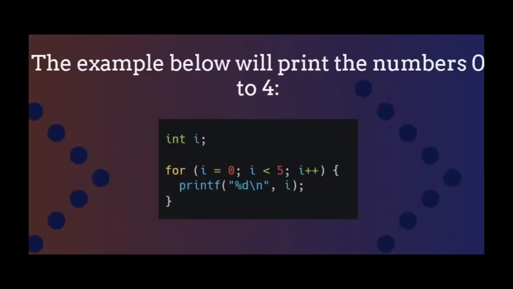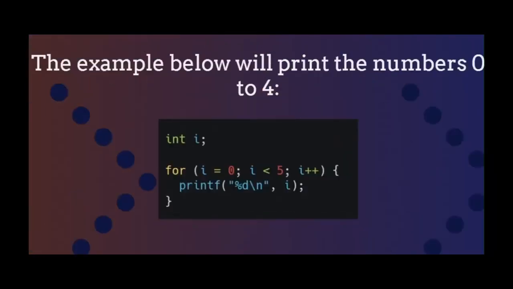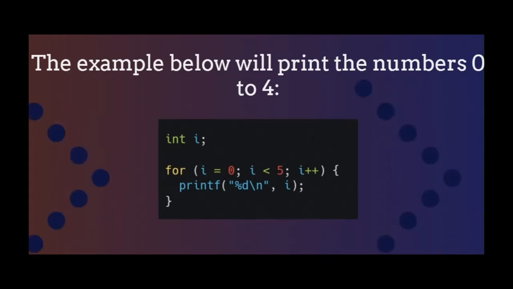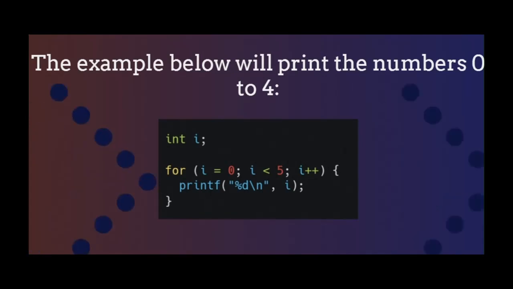The example below will print the numbers 0 to 4. Statement 1 sets a variable before the loop starts, int i = 0. Statement 2 defines the condition for the loop to run: i must be less than 5. If the condition is true, the loop will start over again. If it is false, the loop will end. Statement 3 increases a value, i++, each time the code block in the loop has been executed.